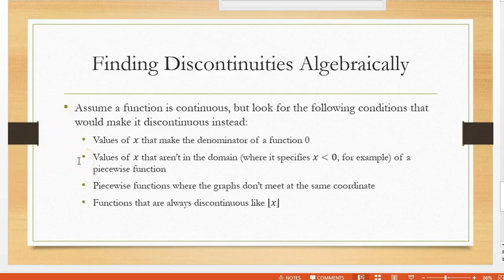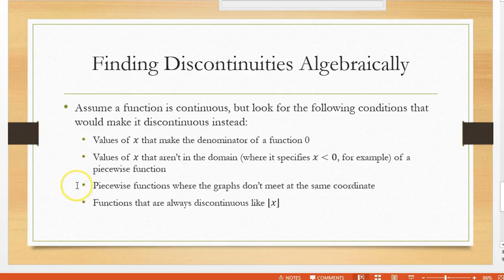Next is, are there any values of x that aren't defined in the domain? This happens a lot with piecewise functions, where maybe they'll say one function is used for all the x values less than 0, and another function is used for all the x values greater than 3. Well, then there's a big gap for all the x values between 0 and 3, and that would cause a problem. Another example would be something like a square root. Remember that you can't have a negative inside of the square root, so that kind of stuff can cause a discontinuity.